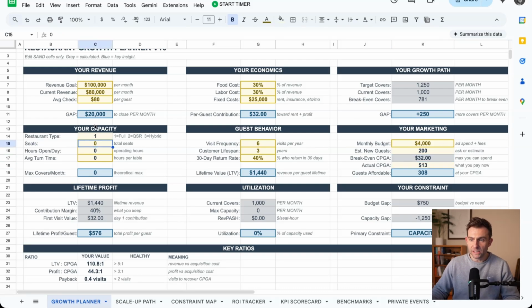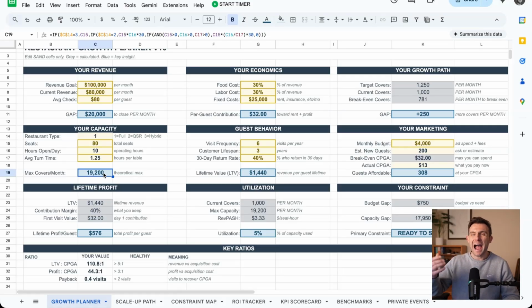Now, just so we have a complete picture here, I'm going to just quickly fill in some numbers. So let's say your restaurant has 80 seats. You're open 10 hours a day. Your average turn time is, let's say, just over an hour, 1.25. And then this gives you a theoretical max in terms of what your actual capacity is. This is important because it helps you answer the question, how much of this thing am I actually using?